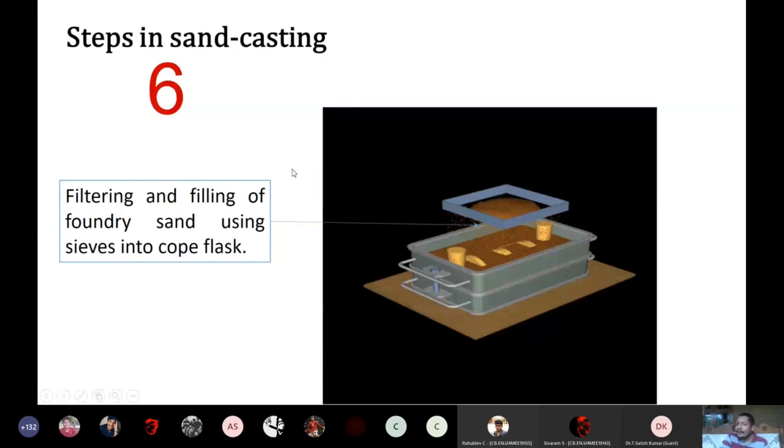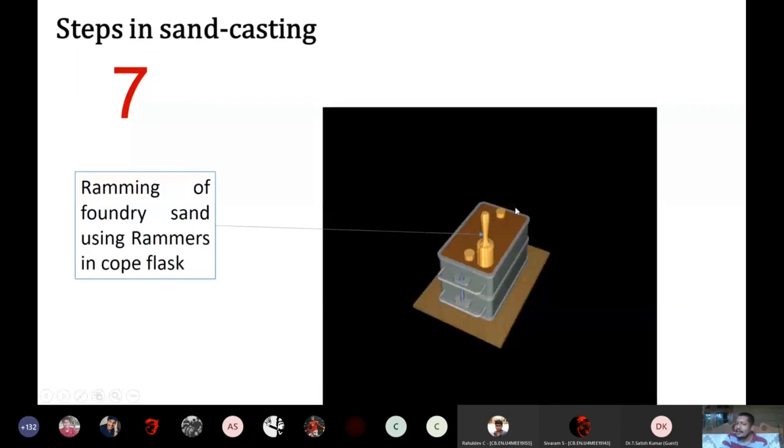Again I have rammed. You can see the down sprue and riser pins rise out of my cope box. The entire area is rammed. Everything is flattened smoothly. So now two boxes are filled with molding sand. You have patterns inside. The down sprue and riser are also there. So what you have to do is cut a pouring basin around your down sprue, and the riser you have to remove from the mold in the next stage.